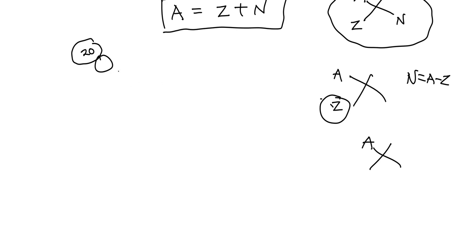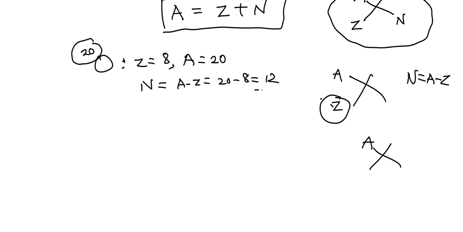So this oxygen 20 means Z is 8, which should be well known, and the mass number is 20. In this case, the neutron number will be A minus Z, which is 20 minus 8, and that will be 12. So we can write the full form of the isotope with 12. 12 plus 8 will give what? 20.